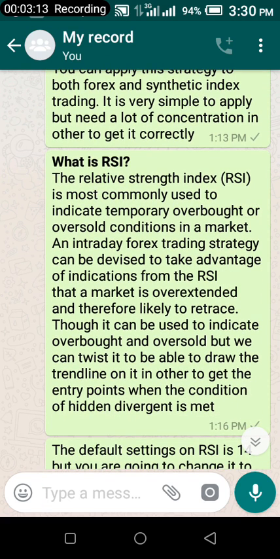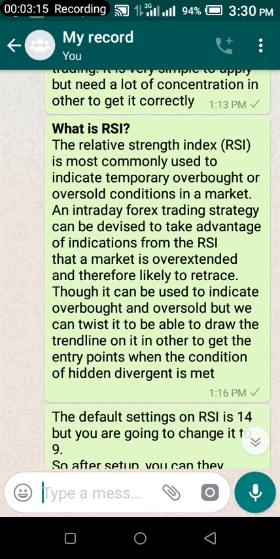So for beginners, what's an RSI? An RSI is called a relative strength index. It's most commonly used to indicate a temporary overbought and oversold condition in the market. What do I mean? In an RSI window, by default it has a 20 level and 80 level. Anytime the RSI is above 80, we know that it is overbought, but when it is below 20, it is oversold. So we use RSI to determine oversold and overbought.